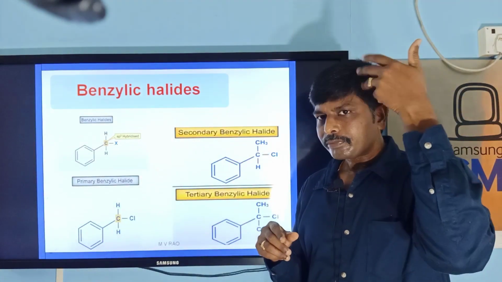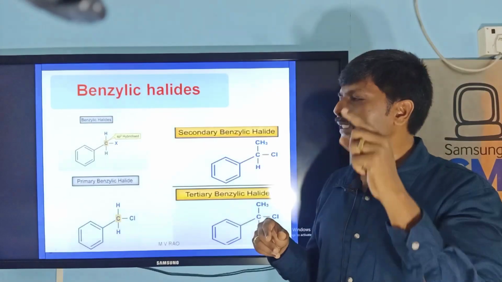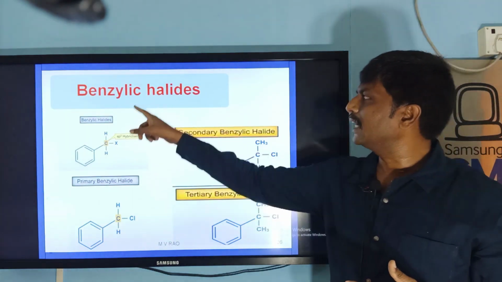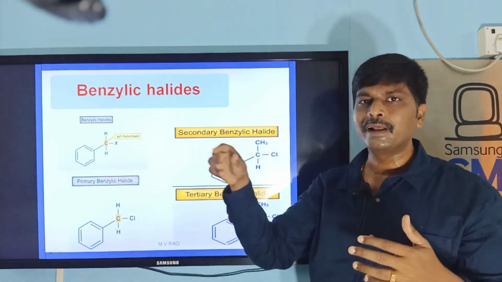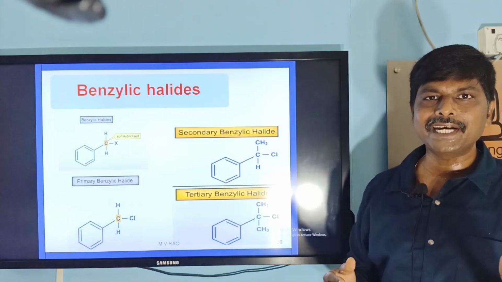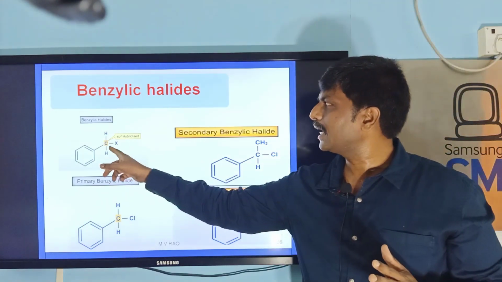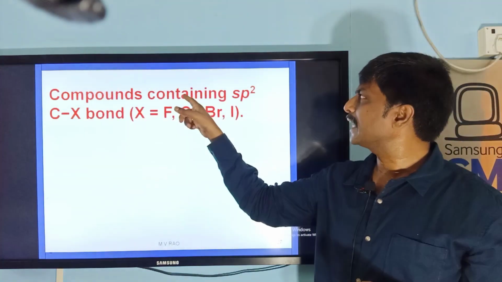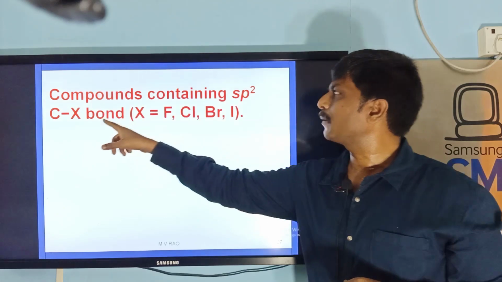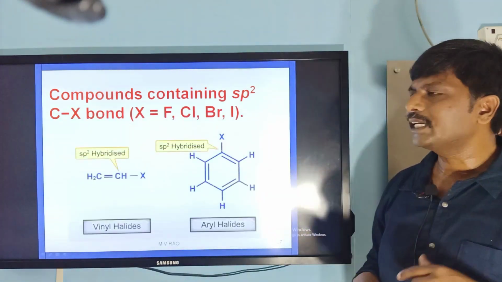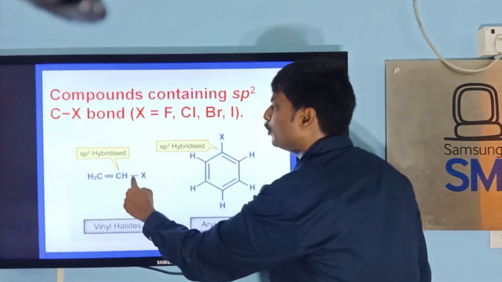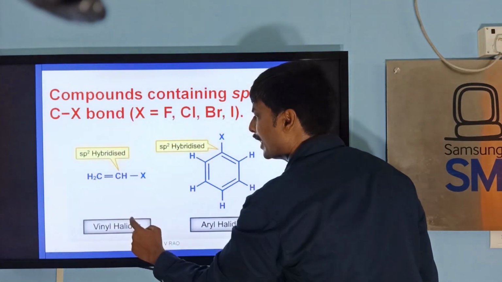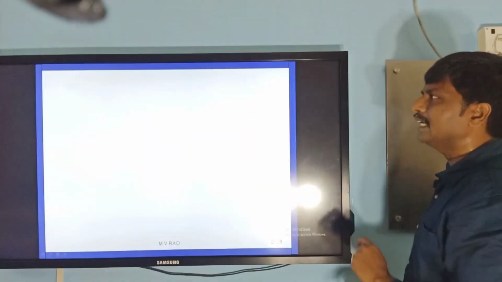Now I discussed haloalkanes, sp3 carbon. Next one is allyl halides, sp3 carbon. Benzyl halides, here also sp3 carbon. In alkyl halides, allyl halides, and benzyl halides, the halogen atom is attached to an sp3 carbon. Now we will see compounds containing an sp2 carbon-X bond. Here the halogen atom is directly attached to an sp2 carbon. It is called vinyl. Another one is aryl. We will see one by one.